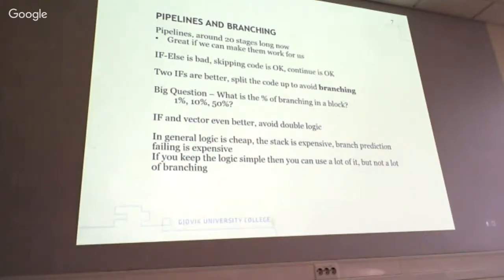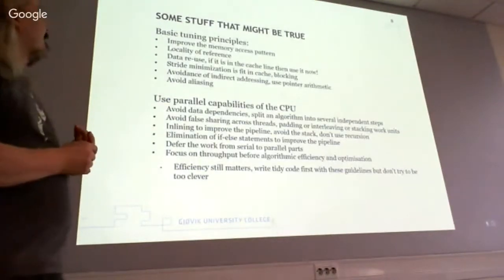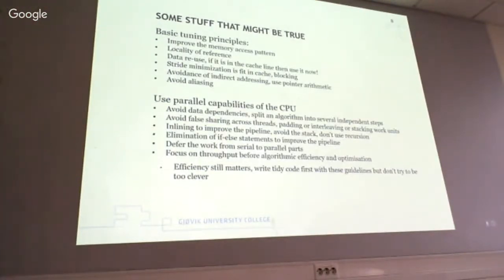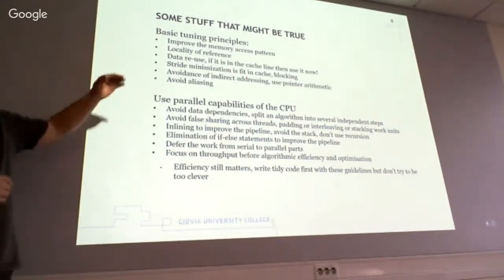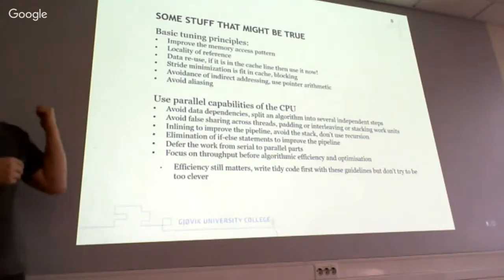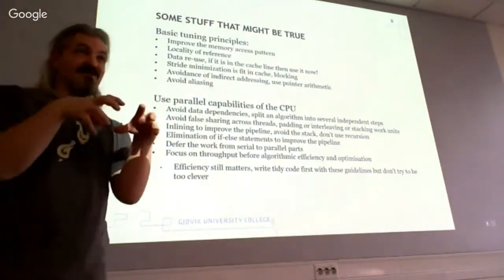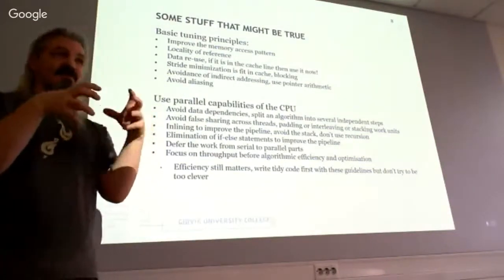So if you keep logic simple, then you can use a lot of it. But if you use branching, then it's going to be slow. So some stuff that might be true, and this stuff changes every year. So basic tuning, improve your memory access, improve your locality of reference. So if you can just reference data locally, then that's better. Reuse data: where you've got data on the CPU, use it as much as you can before you lose it, because it's going to take a long time to get it back.